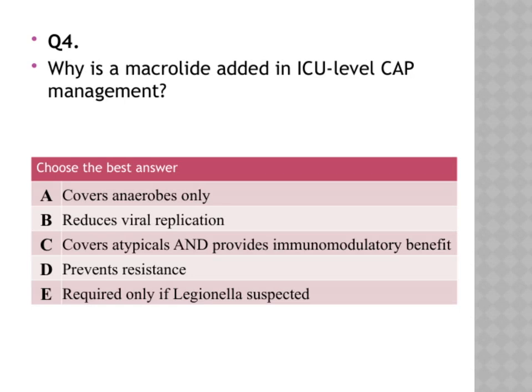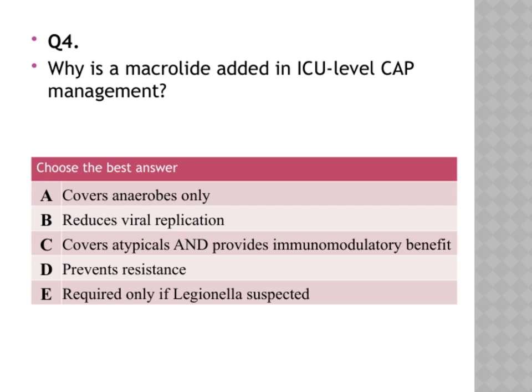So, why do we add a macrolide in ICU-level CAP management? Well, let's go through the options here. Option A suggests it covers anaerobes only, but that's not quite right. Macrolides are more versatile than that. Option B says it reduces viral replication, which is not their primary role in bacterial pneumonia treatment. Option C is the correct answer.